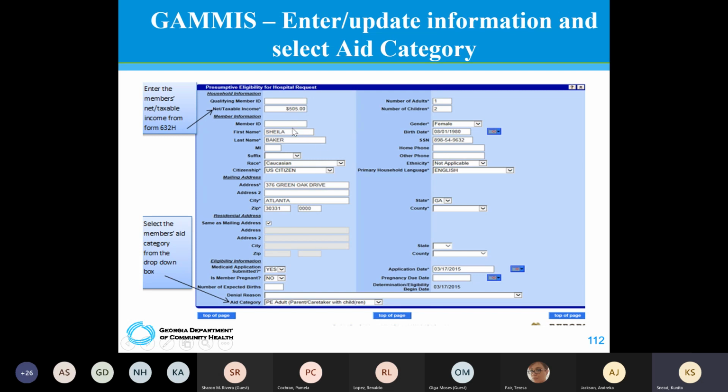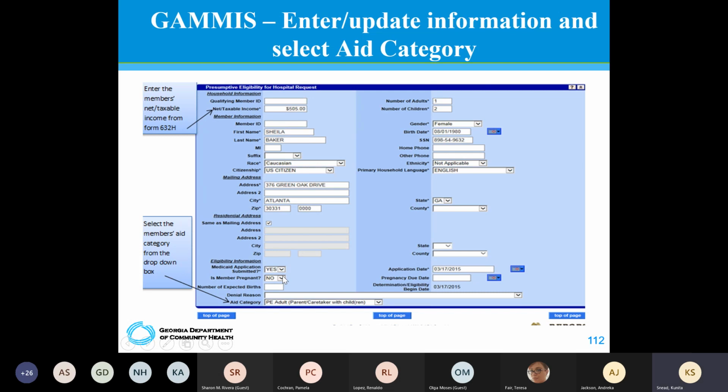One piece of information that may be grayed out may be their first name. So that is one field that you cannot update. So if it needs to be updated, you will have to complete a PE manual update form. But go ahead and review everything, making sure everything is correct. And down here, it's going to ask you Medicaid application submitted. This should always be a yes, because they should always fill out a PE application if they're applying for presumptive, or you should always fill out a PE application on them.